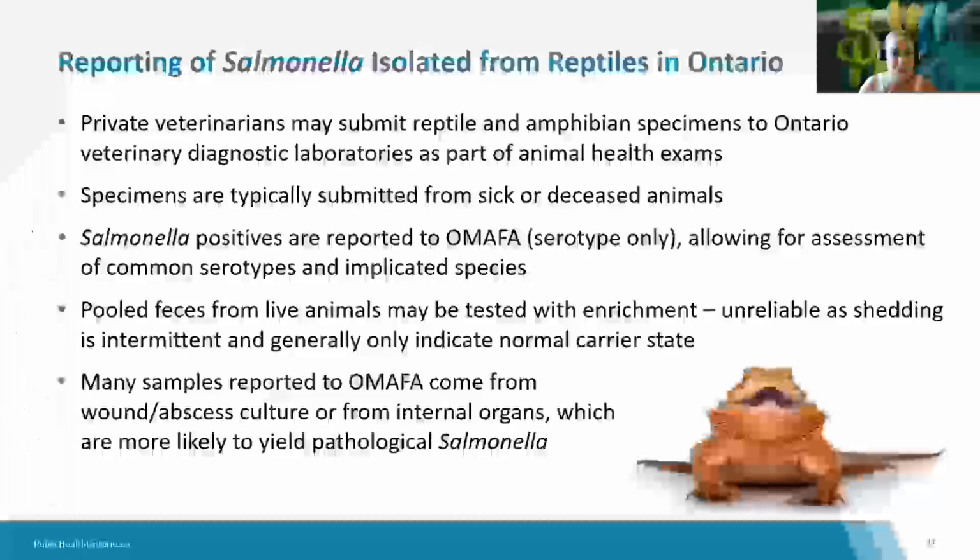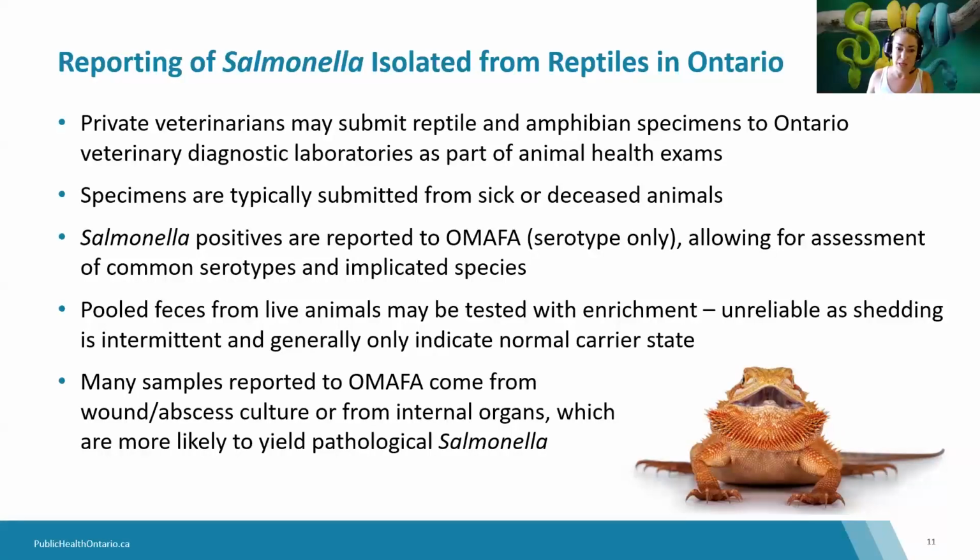Next slide, please. So in Ontario, we get reports of salmonella that's isolated from reptiles. Private veterinarians can submit clinical samples from reptile and amphibian patients in Ontario to veterinary diagnostic laboratories as part of animal health exams. Typically, these specimens would only be submitted from sick or deceased animals. Again, the value of trying to test an animal for a carrier state is low. So usually there's a reason that a swab is being sent in.